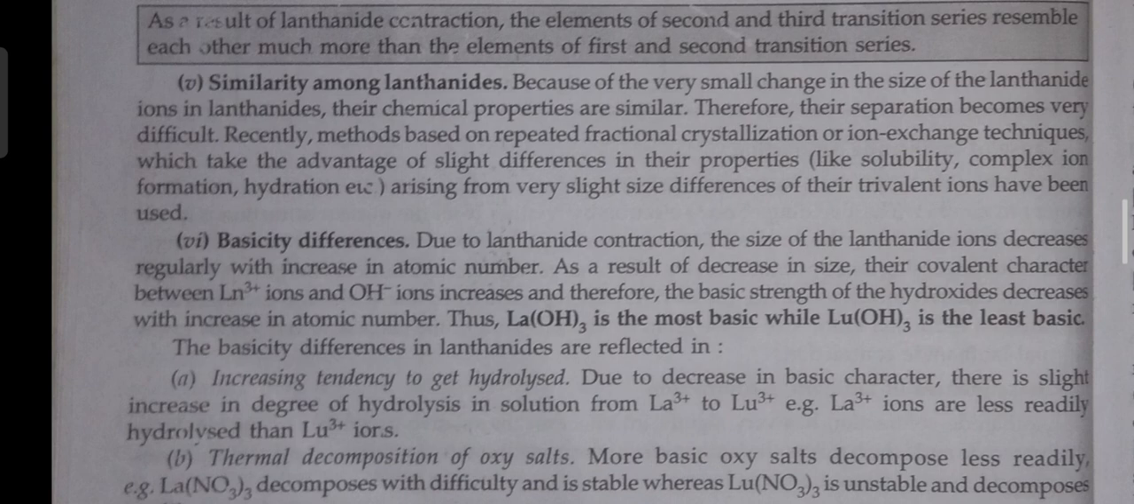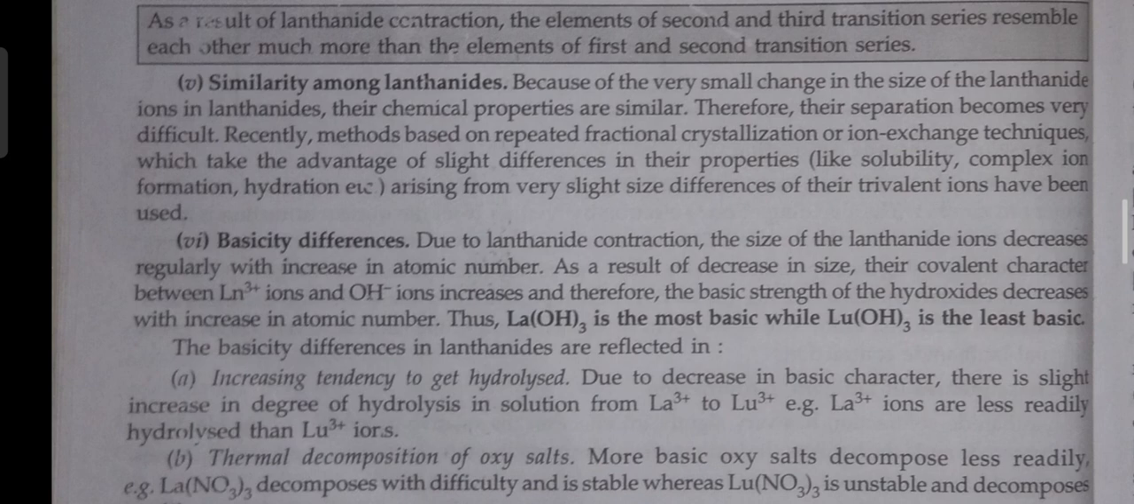As a result of lanthanide contraction, the elements of the second and third transition series resemble each other much more than the elements of the first and second transition series. Fifth, similarity among lanthanides. Because of the very small change in size in lanthanides, their chemical properties are very similar. Therefore, their separation becomes very difficult. Recently, methods based on repeated fractional crystallization or ion exchange techniques, which take advantage of slight differences in their properties like solubility, complex ion formation, hydration, etc., arising from the very slight size difference of their trivalent ions, have been used.